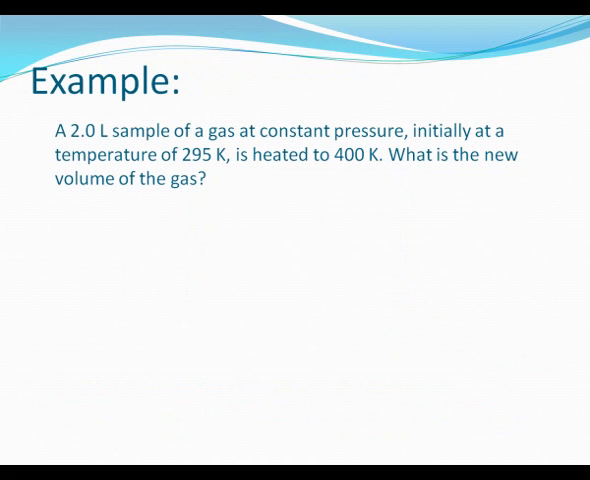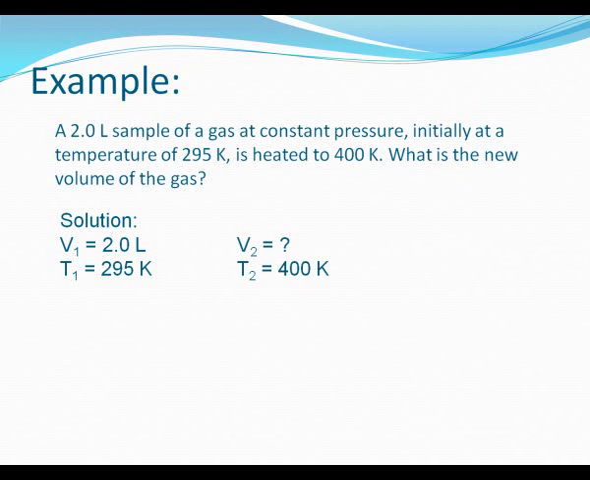Let's look at a sample problem. Here we have a 2-liter sample of gas at a constant pressure, initially at a temperature of 295 Kelvin, and we raise the temperature to 400 Kelvin. And we want to know what's the new volume of the gas. The solution is, as always, write down what you're given and label your variables. The initial volume, V1, is 2 liters. V2 is the unknown. T1 is 295 Kelvin, and T2 is 400 Kelvin.